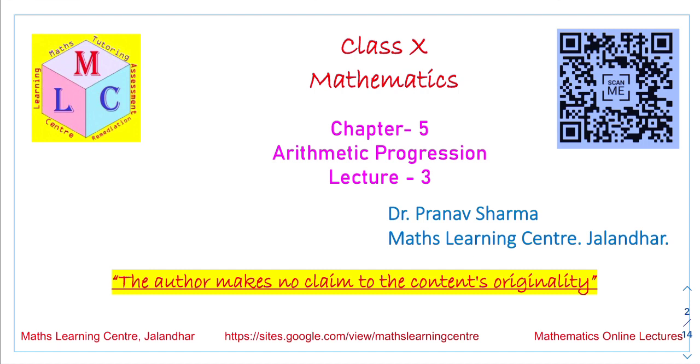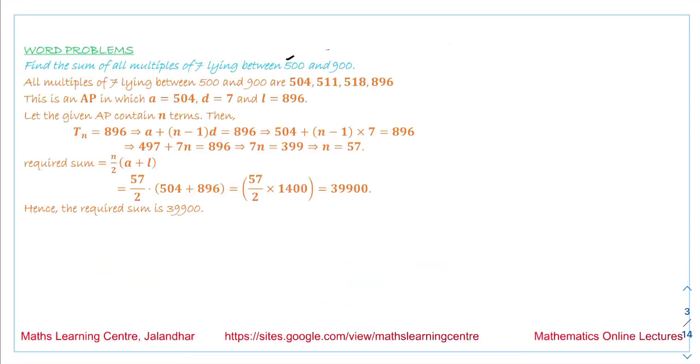Next we are going to start lecture 3 of chapter 5, class 10th mathematics, arithmetic progressions. The first question is: find the sum of all multiples of 7 lying between 500 and 900. Manually we can calculate that 500 is not divisible by 7, so the first number after 500 which is divisible by 7 is 504.